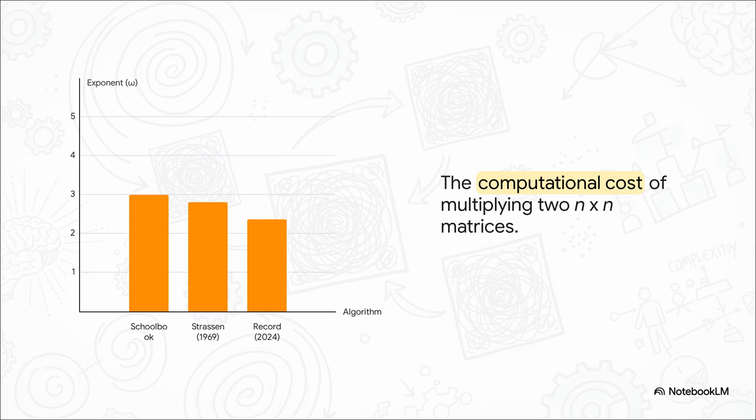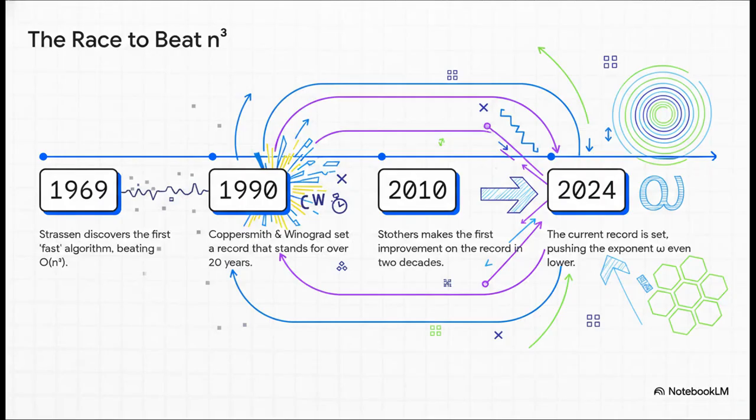And ever since, researchers have been in this intense race, just chipping away at that exponent, getting closer and closer to the theoretical limit. And this race, it's had these long periods of total silence, followed by sudden, shocking breakthroughs. Strassen's discovery came out of nowhere. Then the Coppersmith-Winograd algorithm in 1990 set a record that nobody could beat for 20 years. The pace has picked up again recently, with the latest record just this year, in 2024, pushing that boundary just a tiny bit further.